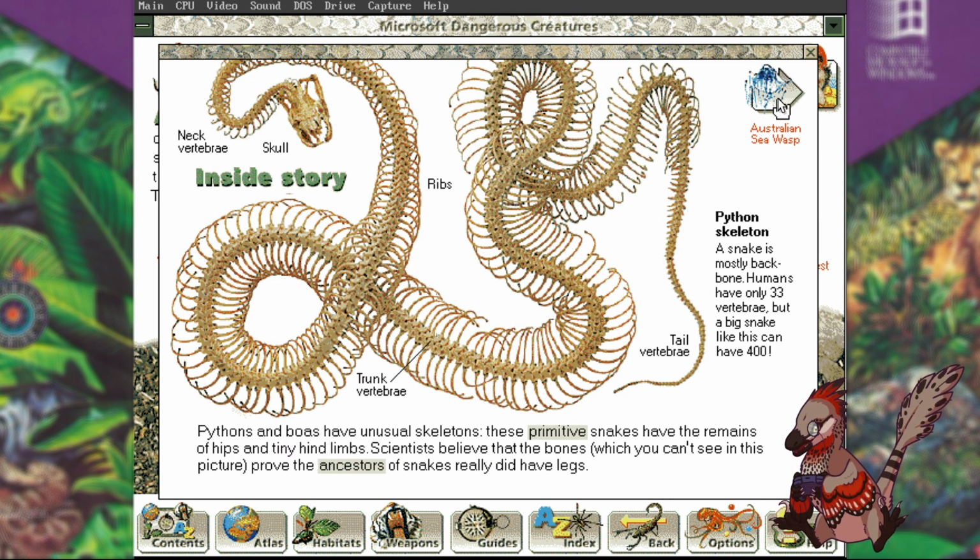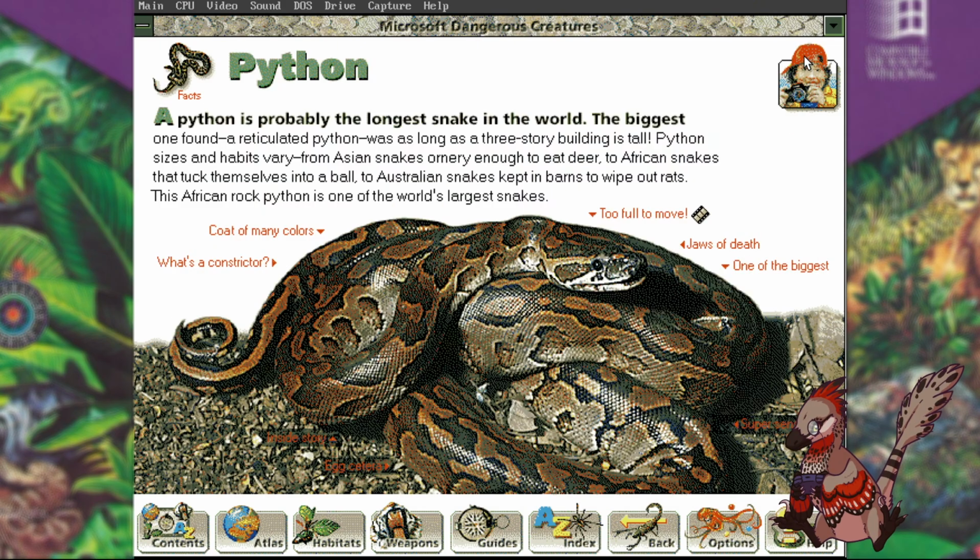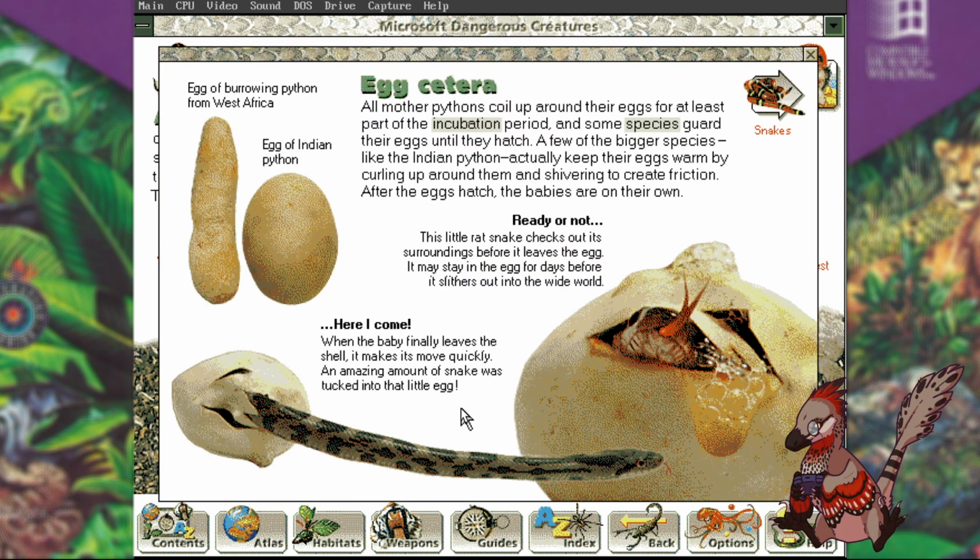Now, what is the Australian sea wasp? Wow, there's so many interesting creatures in this one. Mother pythons care for their eggs. After they hatch, the little ones are on their own.